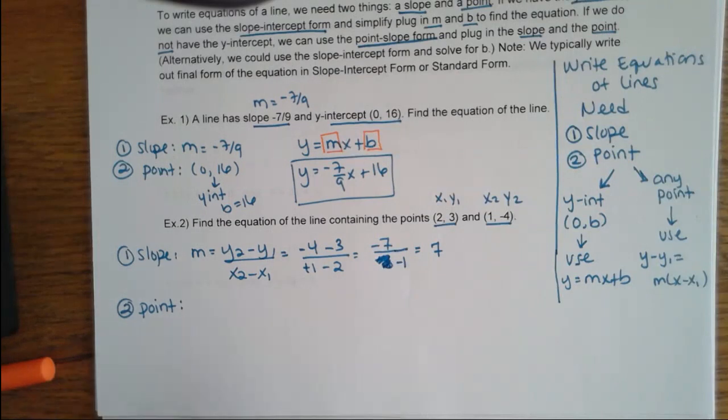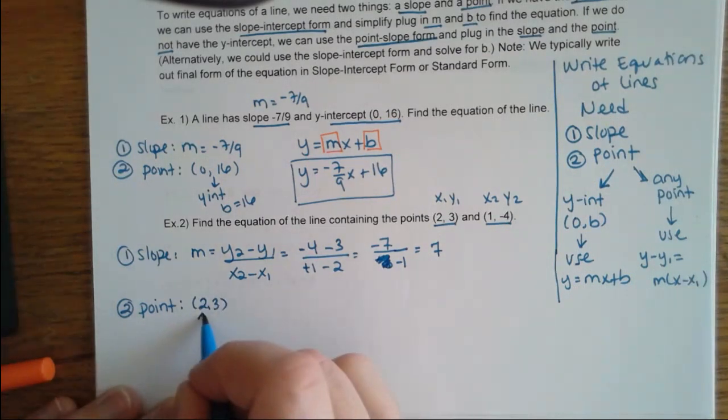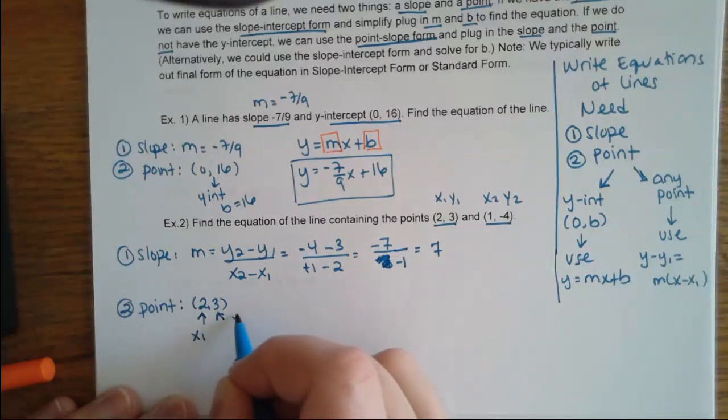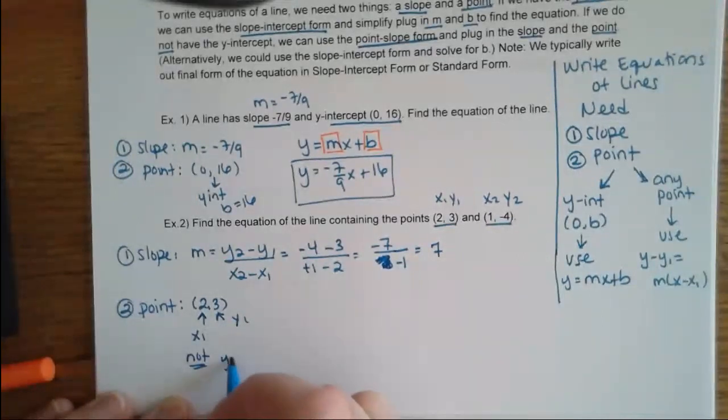Now for the point, you can choose either one. It doesn't matter. You'll get the same equation in the end. So I tend to like to use 2, 3 because it's all positives. It makes it a little bit easier, but you could use 1, negative 4 also. So this is the x value, right? So that is like the x1. This is the y value, right? This is not the y-intercept.